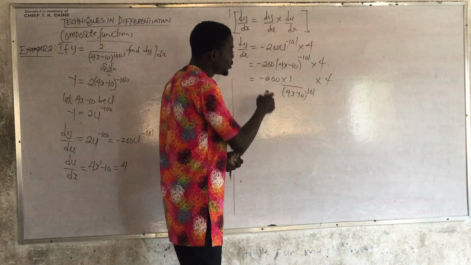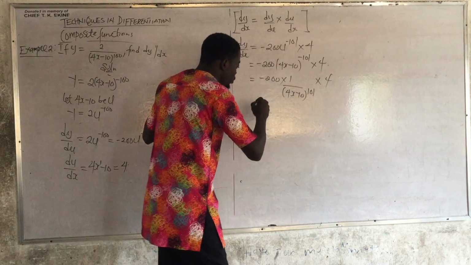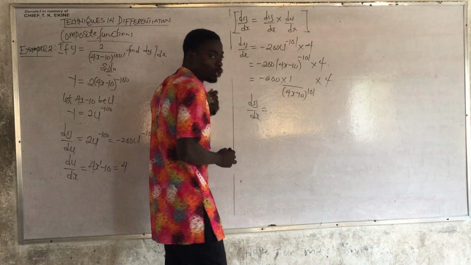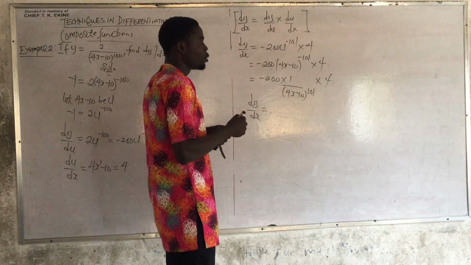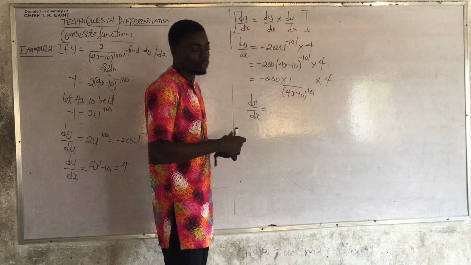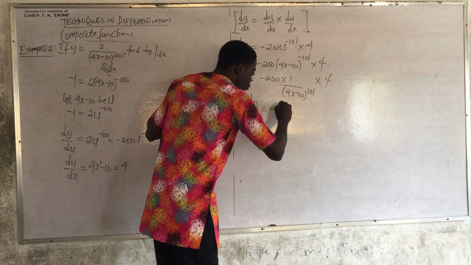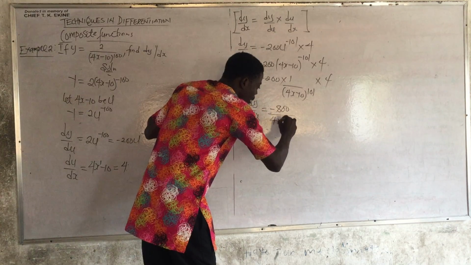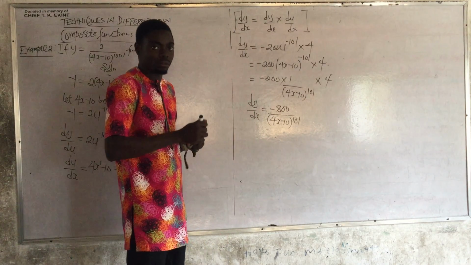So at this point, this can now conveniently be multiplied by 4 directly. So you now have your dy/dx pertaining to the chain rule: minus 200 times 4, which is minus 800. So you have minus 800 all over (4x minus 10) to the power 101. Thank you.